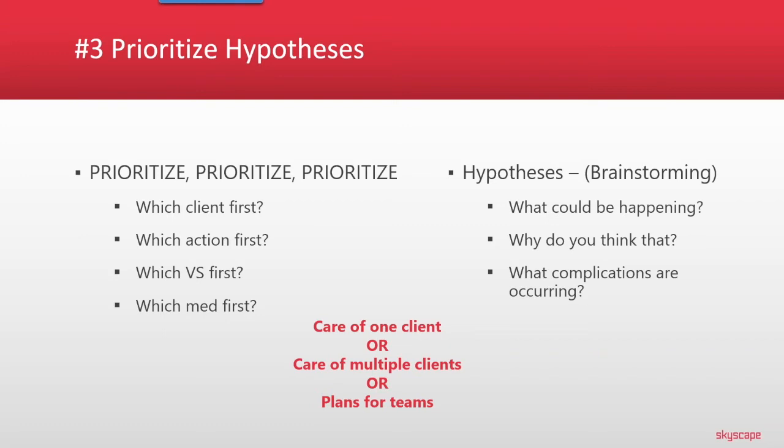The second half of prioritized hypothesis is just hypothesizing, brainstorming. What could be happening? Why do you think that? What complications are occurring? So when given a set of data or a set of cues and information, have students think way outside the box. Don't just automatically assume it's one thing, but let's brainstorm together all the possibilities that could be happening with this patient at this moment in time.